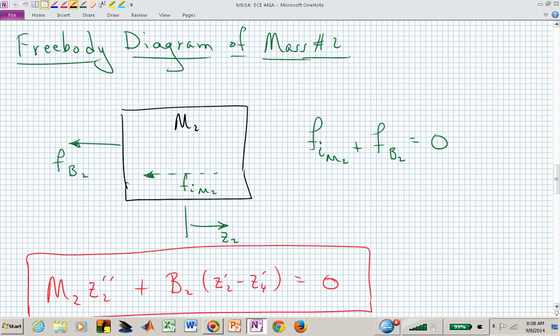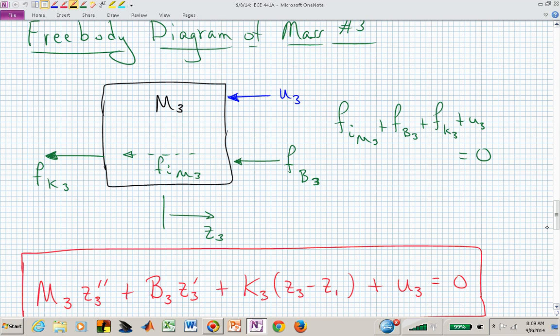For mass number 2, it's not as involved. It was sort of hanging by itself. You had the inertial force, and you had the force due to the second dash pot, b sub 2, and you then end up with the appropriate red equation. But again, because this is a mass, we have a z2 being accelerated, so we have a z2 double prime. So now we have a z1 double prime and a z2 double prime. That's giving us 4 sort of derivatives that we have to keep track of, and that's important when we start to do our state space representation.